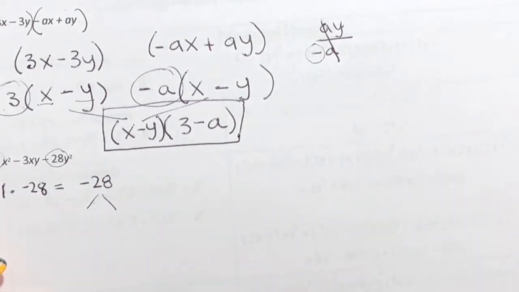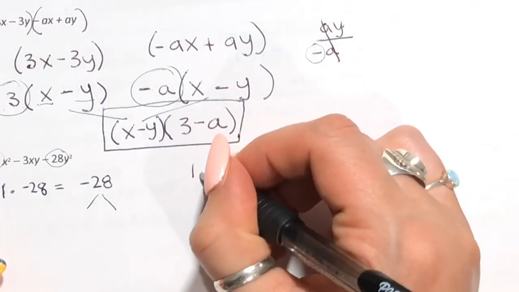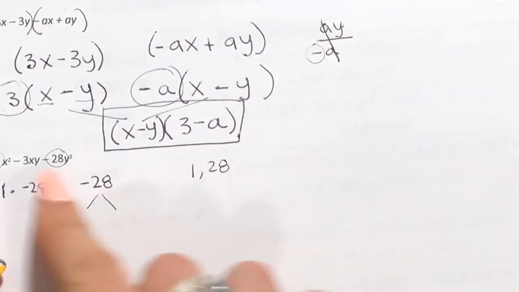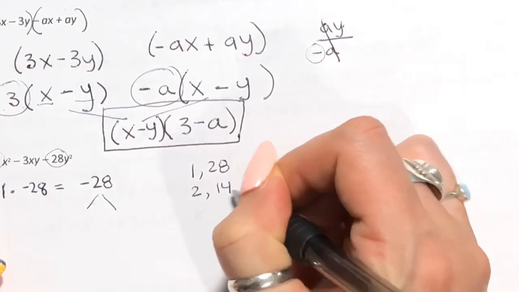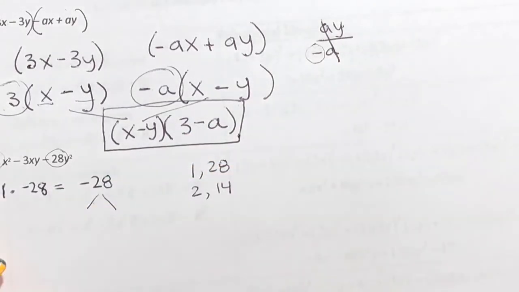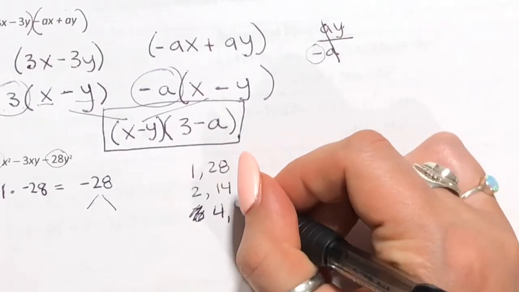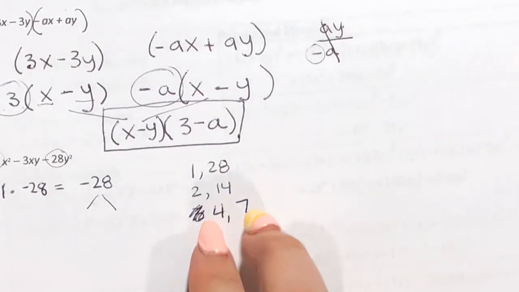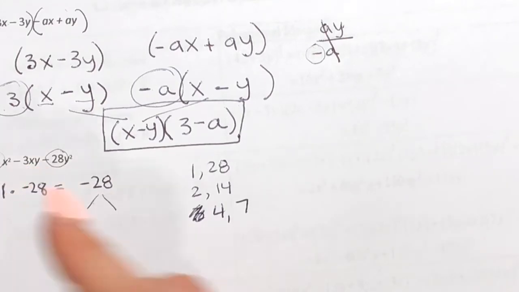So here's where it's really helpful to know your multiplication tables. If I think of my factors of 28, there's 1 and 28, but that's not going to add up to 3. There's 2 and 14, but also not going to add up to 3. Then there is 4 and 7. If I look at 4 and 7, can that be a 3? So yes, it would work.